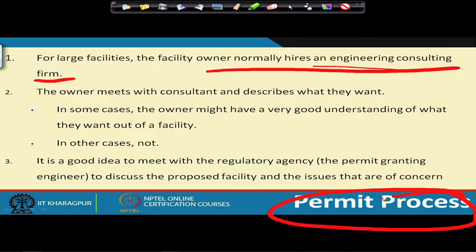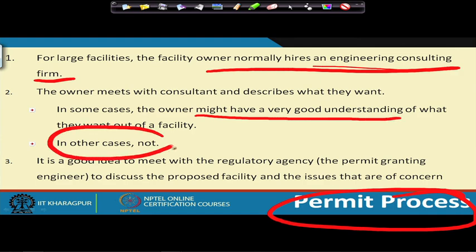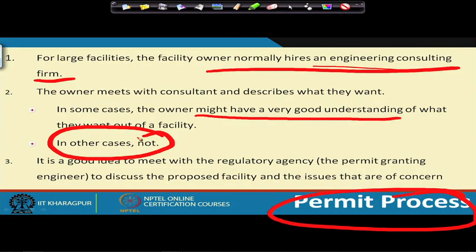In some cases, the owner may have a good understanding of what they want. In many cases, they don't actually have a good understanding. So as a consultant, as a trained environmental engineer or environmental professional, you will have to explain to them what can basically be extracted from a facility like that. So there is a meeting and other things that have to take place.